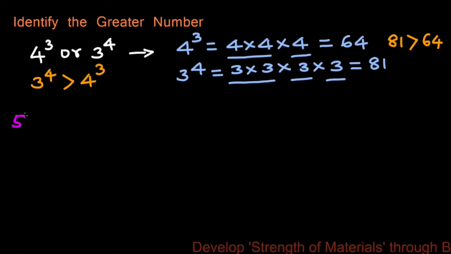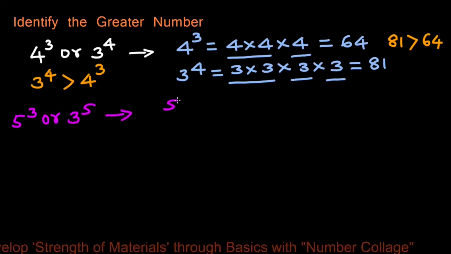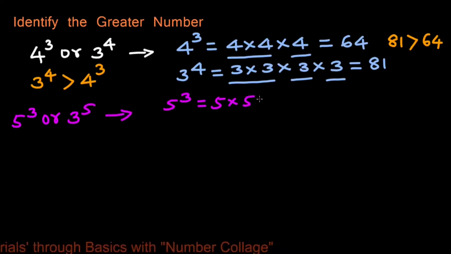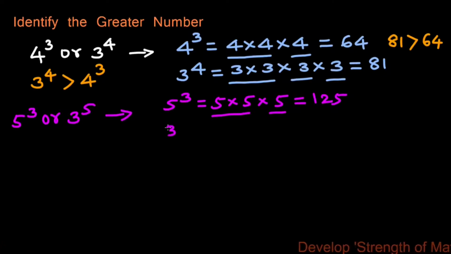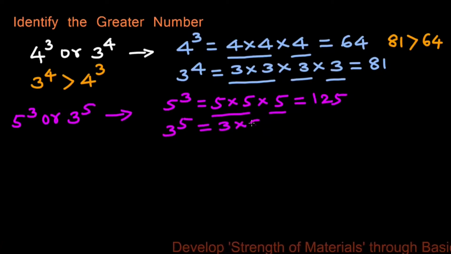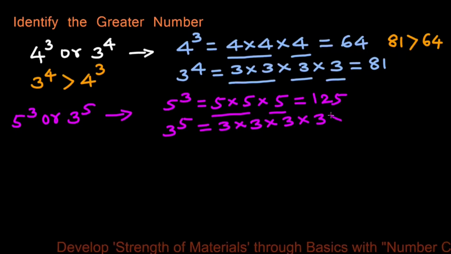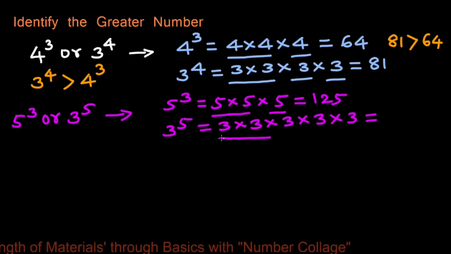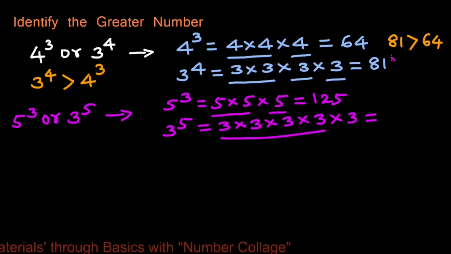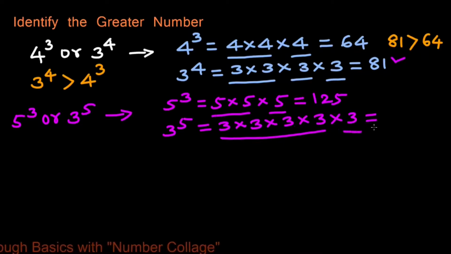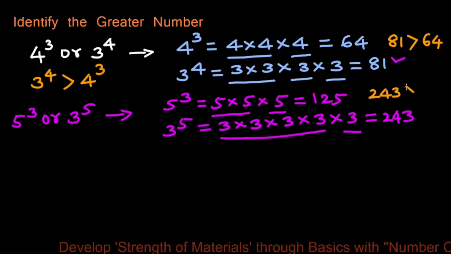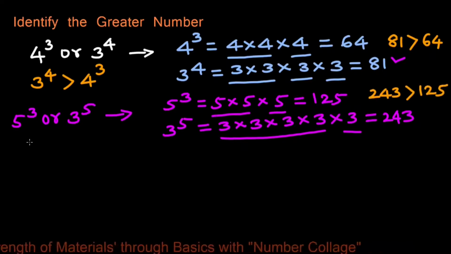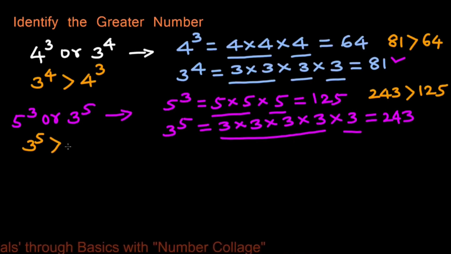Next is 5 cube or 3 raised to 5. 5 cube will be 5 multiplied by 5 multiplied by 5. 5 fives are 25, 25 fives are 125. 3 raised to 5 will be 3 multiplied by 3 multiplied by 3 multiplied by 3 multiplied by 3. Now multiplication of 3 4 times we have seen here is 81, multiplied by 3 will be 243. Now since 243 is greater than 125, 3 raised to 5 will be greater than 5 cube.